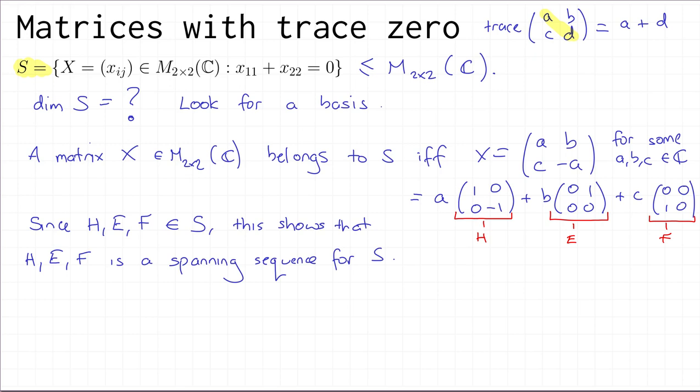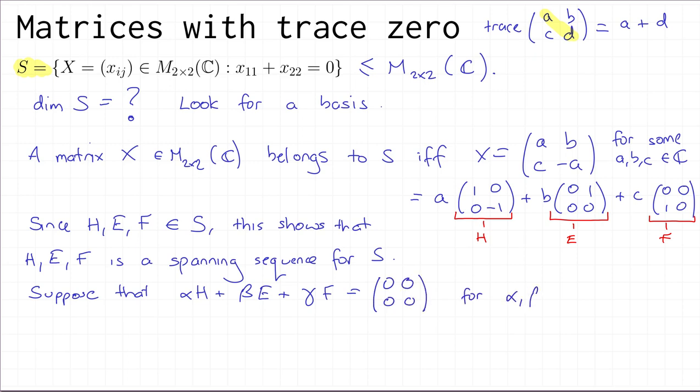So to prove that they're linearly independent, I have to take a linear combination equal to the 0 vector in my vector space and prove that actually the coefficients in that linear combination must be 0. So for linear independence, we'll suppose that alpha times h plus beta times e plus gamma times f is equal to the 0 vector in my vector space, which would be just the 2 by 2 0 matrix, for some alpha, beta and gamma complex numbers. So we have a complex vector space, so our scalars should be complex numbers.